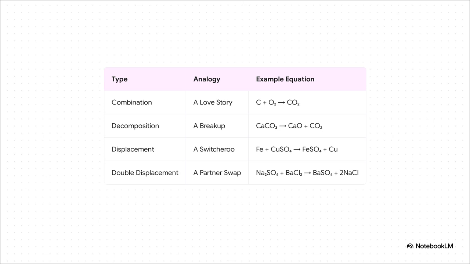These little analogies make the 4 main types really easy to remember. A combination reaction is like a love story. Decomposition is a breakup. Displacement is a switcheroo, where one element kicks another one out of a compound. And double displacement is a full partner swap, where two couples just switch partners. These four simple patterns describe a massive number of chemical reactions.